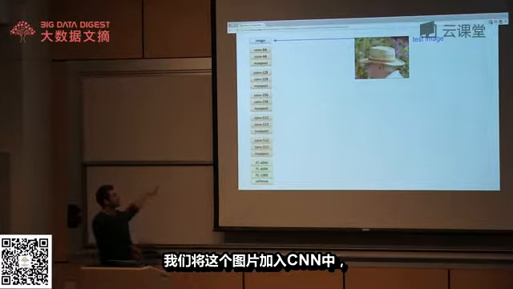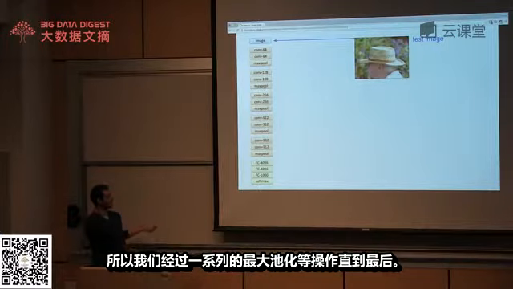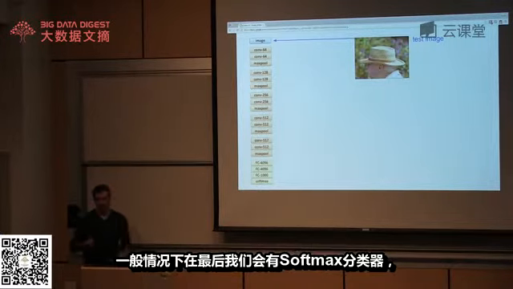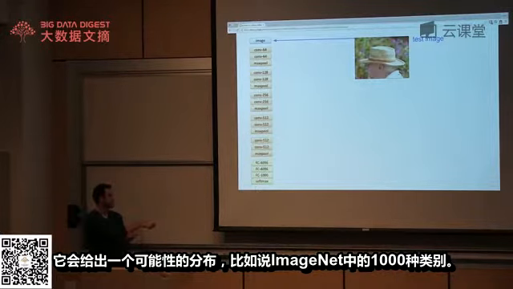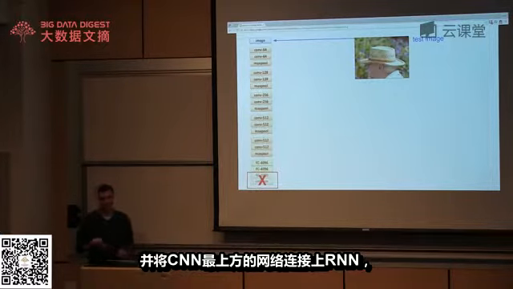We take that image, and we plug it into a convolutional neural network. In this case, this is a VGG net. So we go through a whole bunch of conv, max pool, and so on until we arrive at the end. Normally, at the end, we have this softmax classifier, which gives you a probability distribution over, say, 1,000 categories of ImageNet. In this case, we're going to get rid of that classifier. And instead, we're going to redirect the representation at the top of the convolutional network into the recurrent neural network.